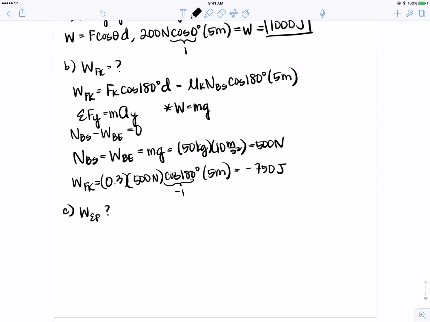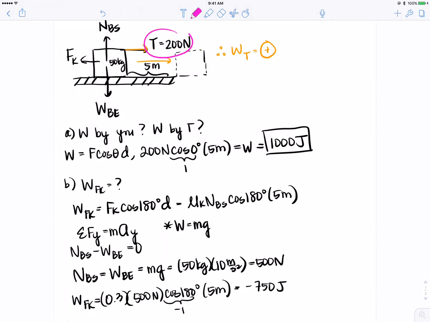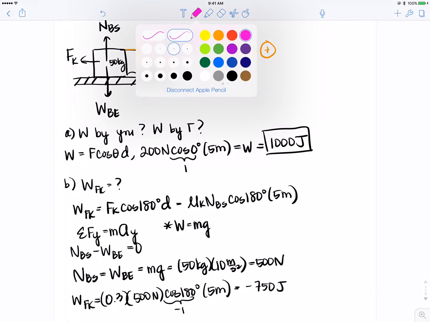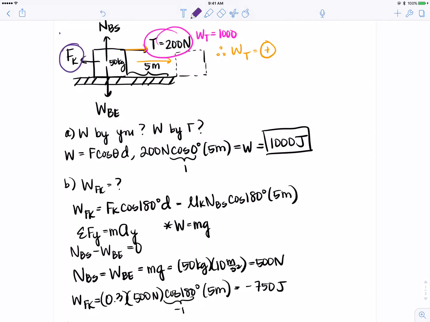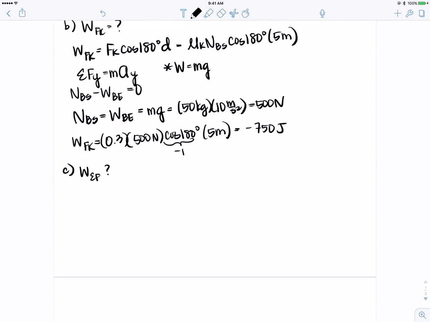Now question C said, what is the work done by the net force? A couple of ways you can do this. The first is you can say, well, the work done by the force going to the right, the work done by tension was equal to 1,000. The work done by friction was equal to -750 joules. So therefore, the net work is equal to 1,000 joules minus 750 joules.